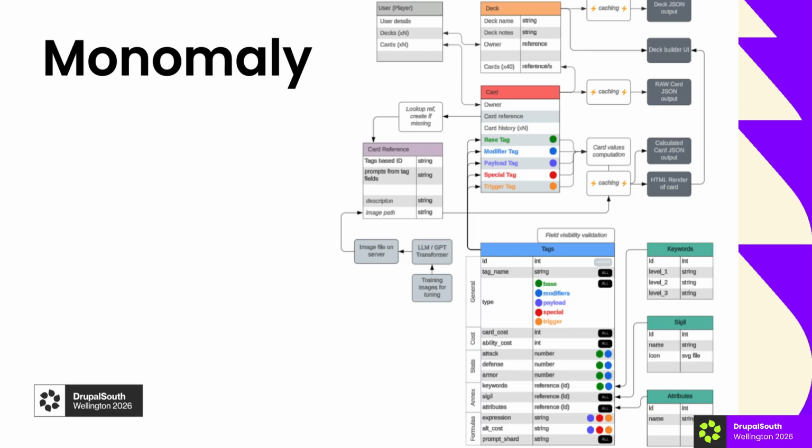We have the card entities themselves. So each card has a card reference. So the card reference is another entity. But a card is owned by somebody. It has an owner reference on it. It has a reference card connected to it, and it's got some history logged against it, and then a bunch of genes. So these genes are the kind of magic sauce that make the system really special.